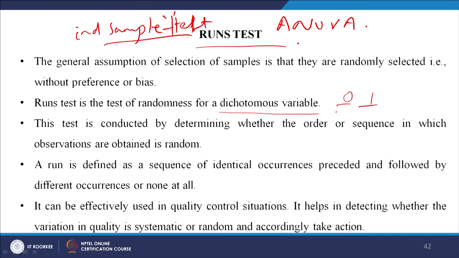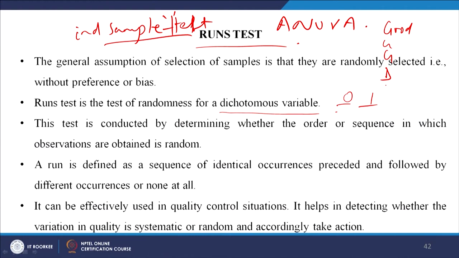Now, what do I mean by it? Let us say I will show you an example, but I am just giving you a brief. Let us say the manager is checking the condition of the computers. Suppose the first computer he checked was a good one, the second was good, the third was good, the fourth was defective, the fifth also had some defect, sixth, seventh, eighth, ninth and tenth were good, 11th, 12th and 13th were defective. So, the order or sequence in which the observations are obtained is to be checked.